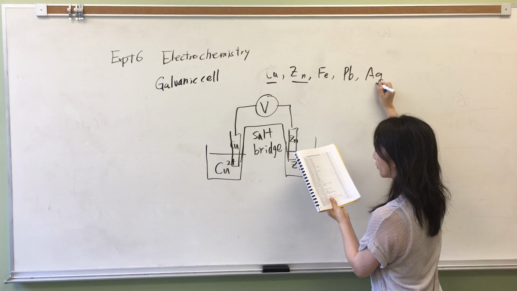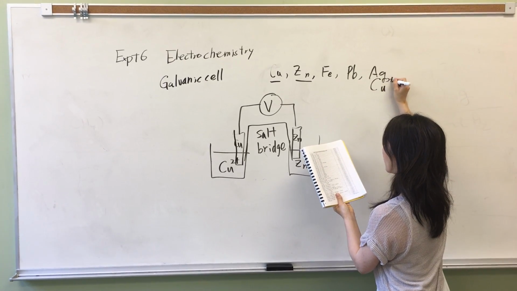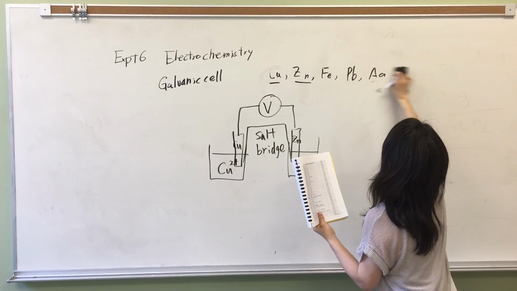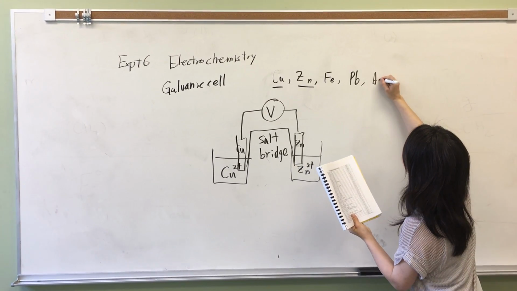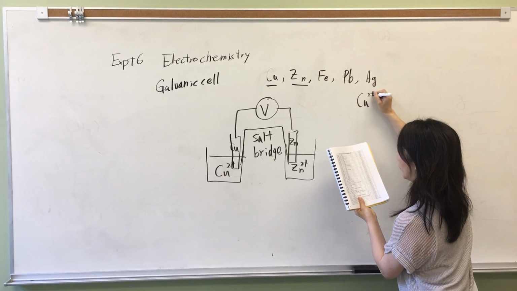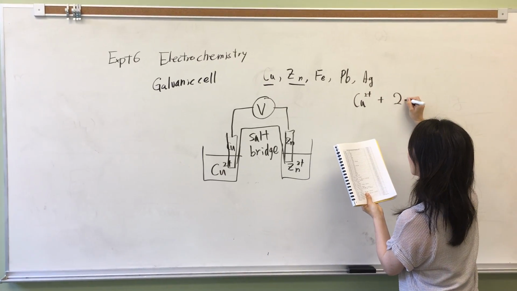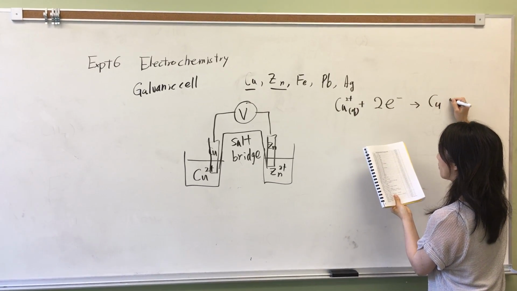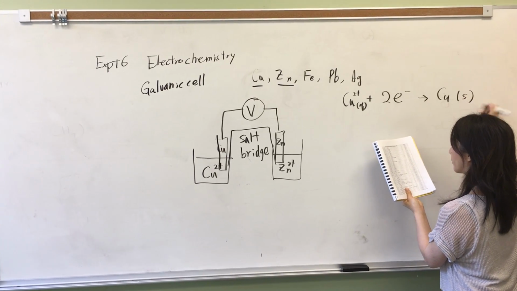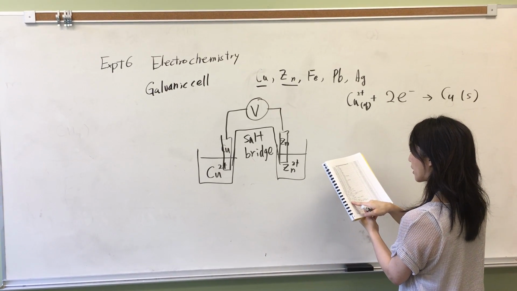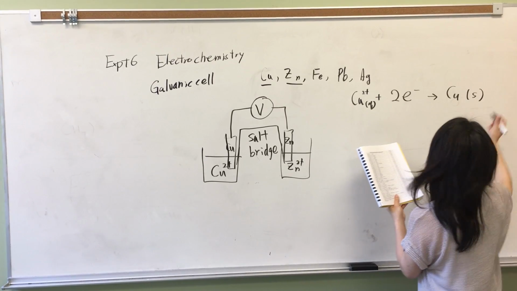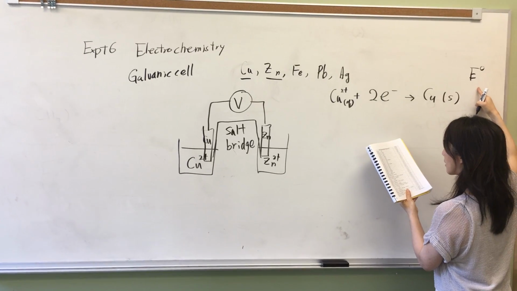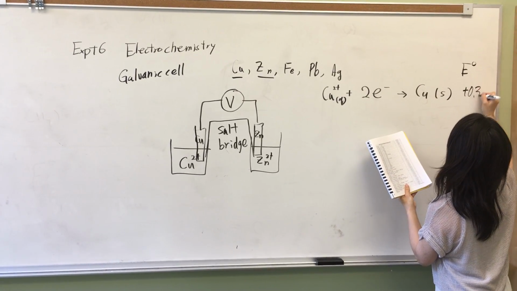So the copper 2 plus reacts with 2 electrons and becomes copper metal. Okay, that has the standard cell potential, and this one is a positive 0.34.